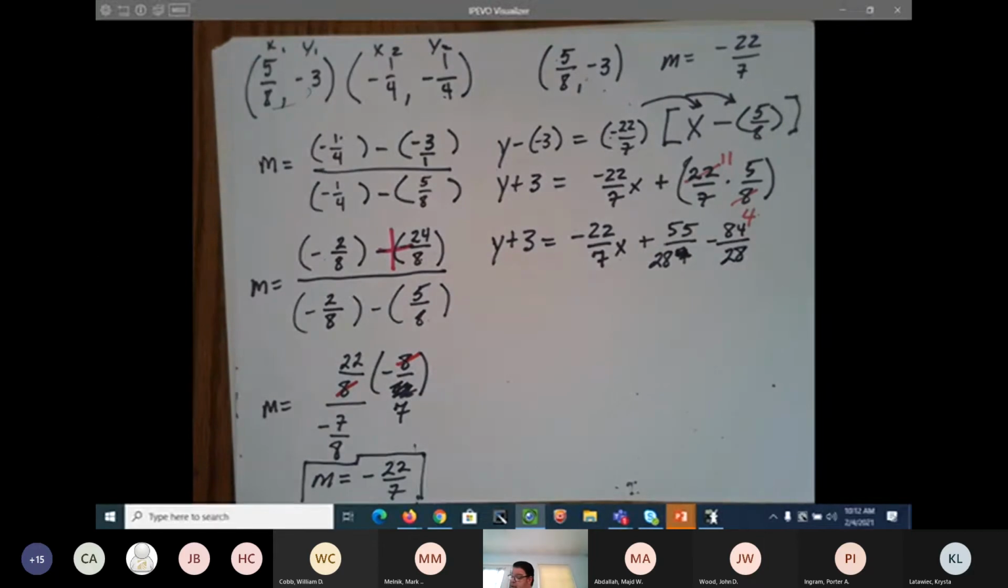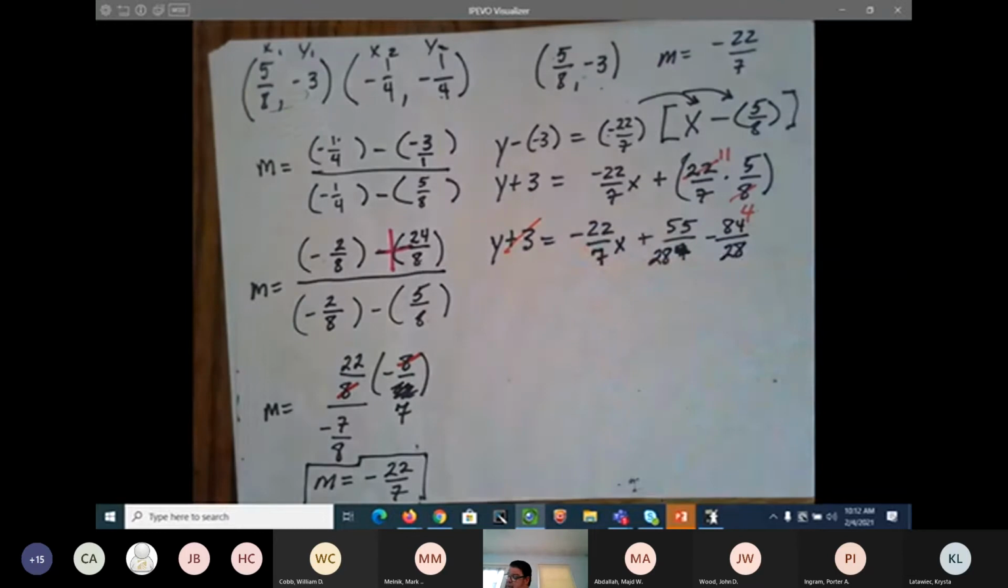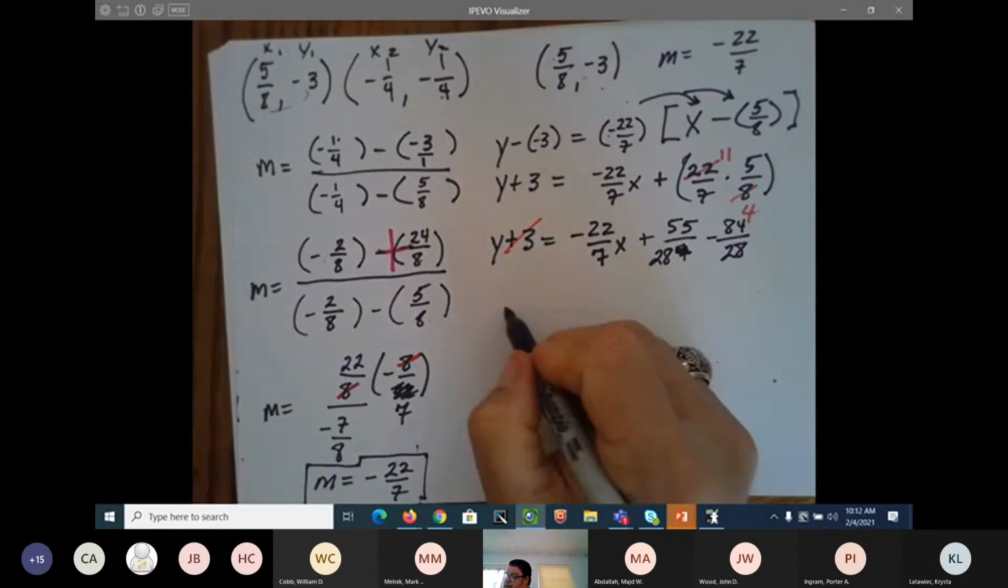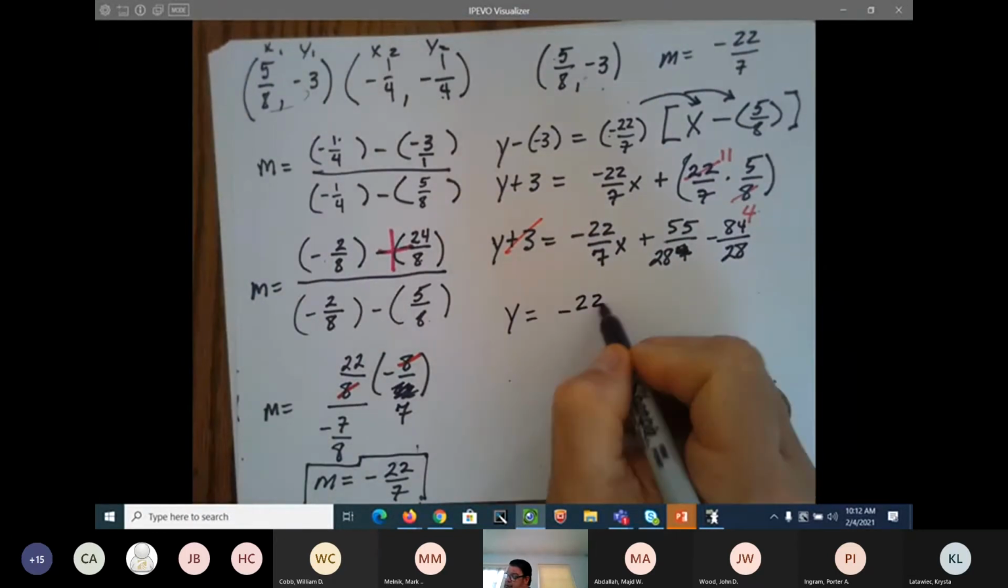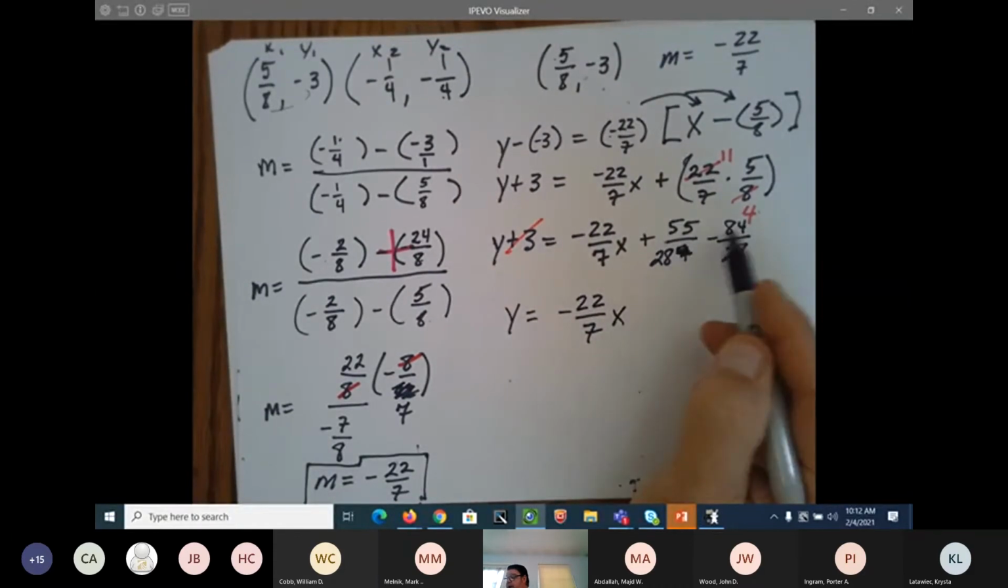I wasn't looking at the screen when you said it. So y is equal to negative 22/7x. And I think that's the same answer as we got before, which was what? 29? I think it's 29. Come out with the same answer.